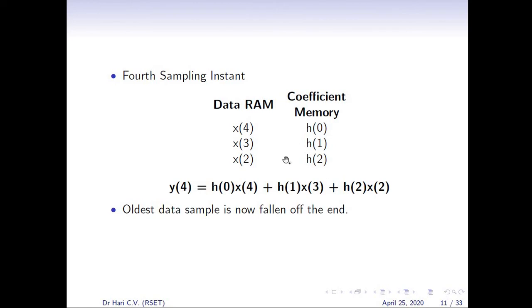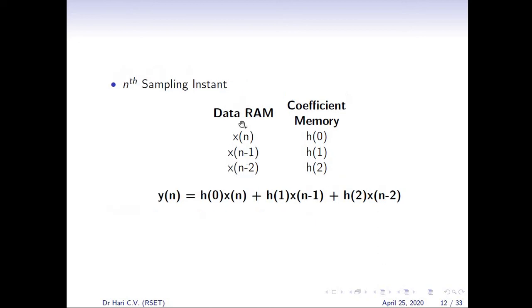y of 4 is equal to h of 0 into x of 4 plus h of 1 into x of 3 plus h of 2 into x of 2. The oldest data sample has now fallen off the end. The x of 1 is removed. At the nth sampling instant, the data RAM will hold x of n, x of n minus 1, x of n minus 2. The coefficient memory h of 0, h of 1 and h of 2. So y of n will be equal to h of 0 into x of n plus h of 1 into x of n minus 1 plus h of 2 into x of n minus 2. This is the general case.